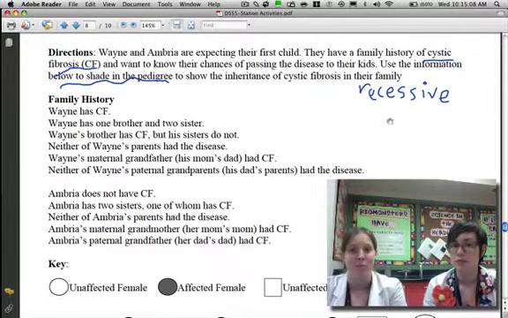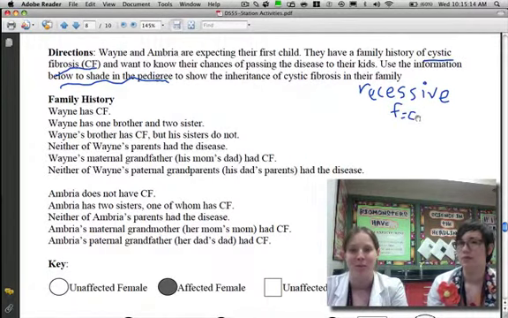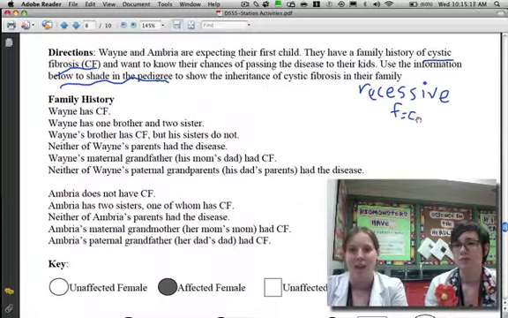Now, I want to stay away from C's because big and little C's sound the same. So let's use F's. Little f will be cystic fibrosis. I'm going to abbreviate it CF. And we'll make big F normal, or not cystic fibrosis.